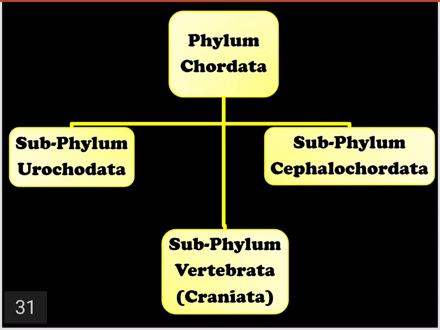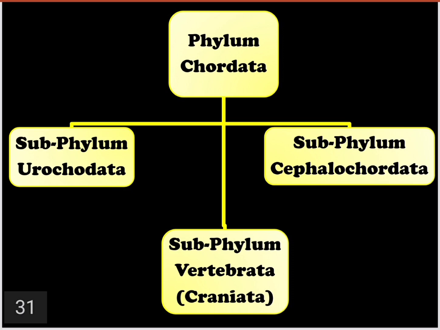Next we have phylum Chordata, and Chordata is divided into three subphylums: subphylum Urochordata, subphylum Cephalochordata, and subphylum Vertebrata, which is also called Craniata. So your phylum Chordata has 3 subphylums: Urochordata, Cephalochordata, and Vertebrata. Today we will complete Urochordata and Cephalochordata. Vertebrata we will complete in our next lecture.